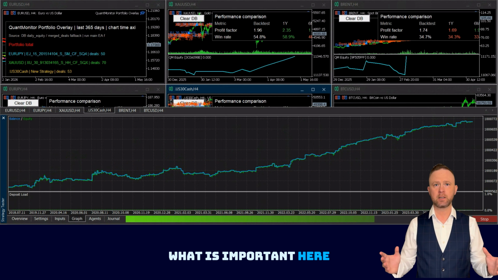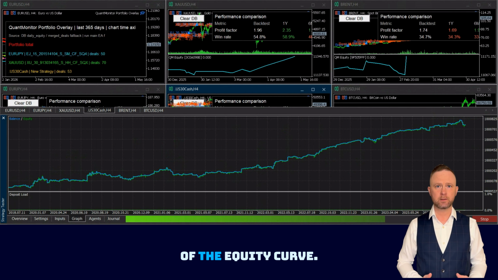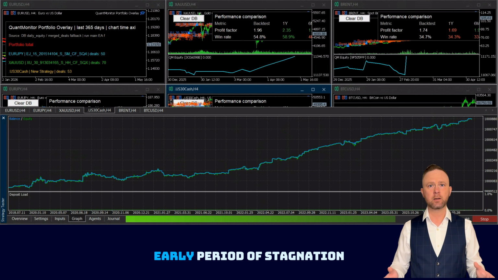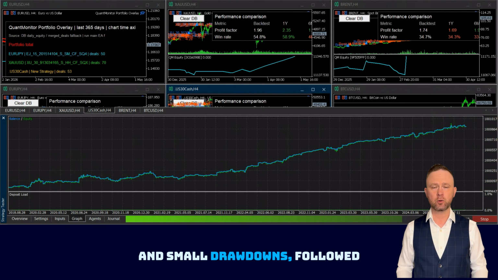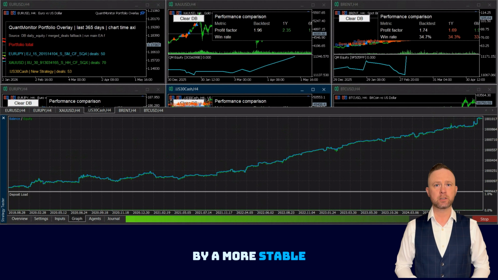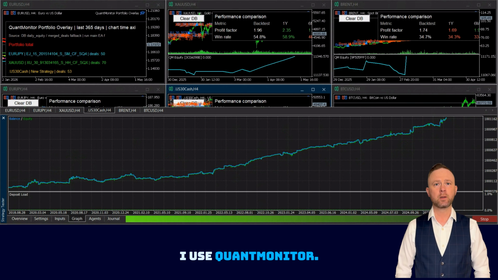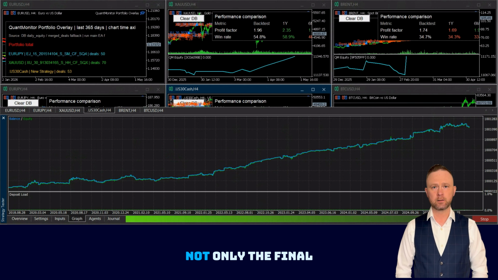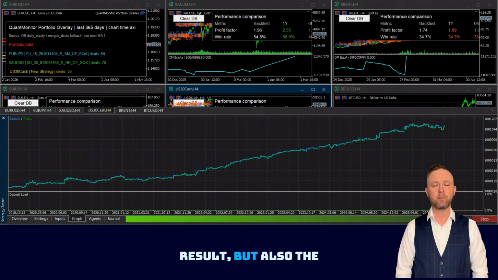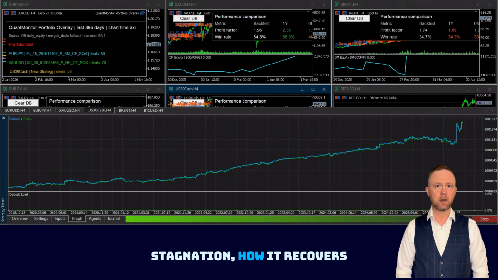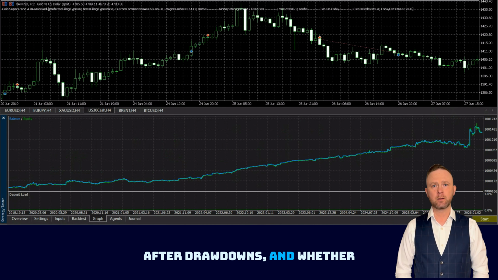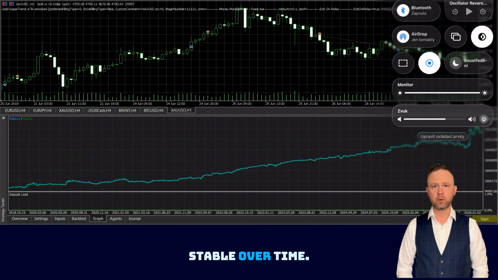What is important here is the long-term behavior of the equity curve. We can see an early period of stagnation and small drawdowns, followed by a more stable upward development. This is exactly why I use Quant Monitor. I want to see not only the final result, but also the character of the strategy, how it behaves during stagnation, how it recovers after drawdowns, and whether the equity curve remains stable over time.